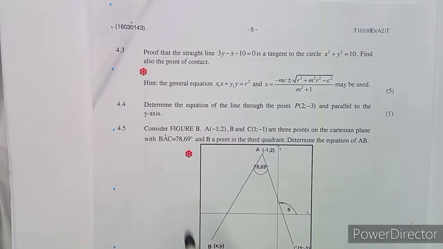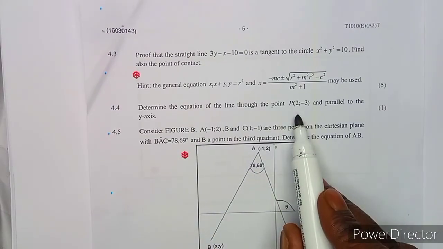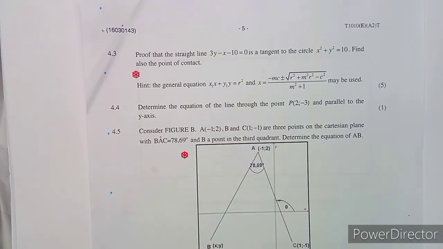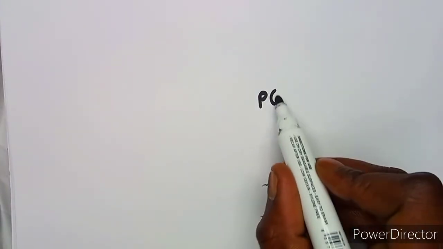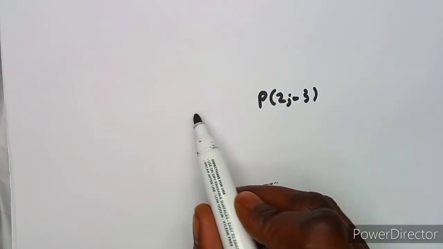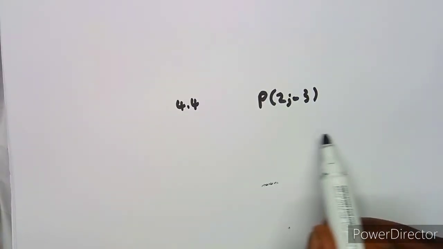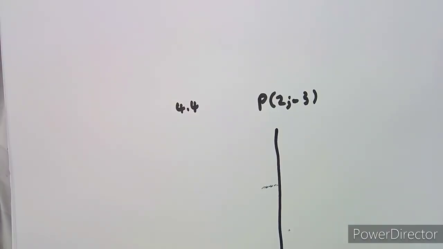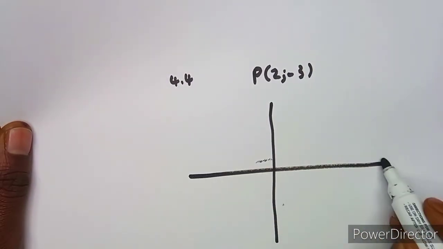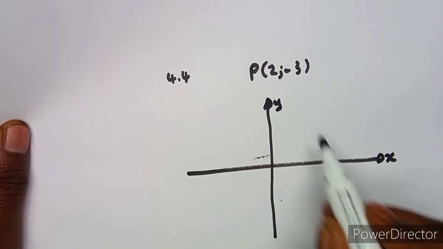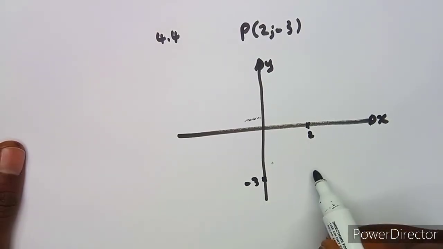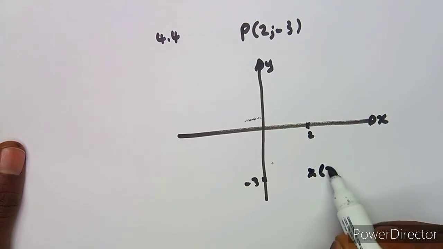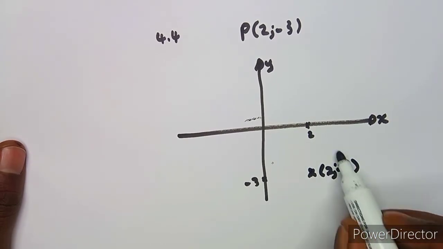Okay, then determine the equation of the line through the point P, which is (2, -3), and parallel to the y-axis. So we need a line which is parallel to the y-axis, which passes through the point P, (2, -3). How can we have that line, guys? Remember, this is your y-axis and the x-axis. So there's a point P, which is 2 here, and -3. These two meet at a certain point here. This is your point (2, -3), which is the point P.